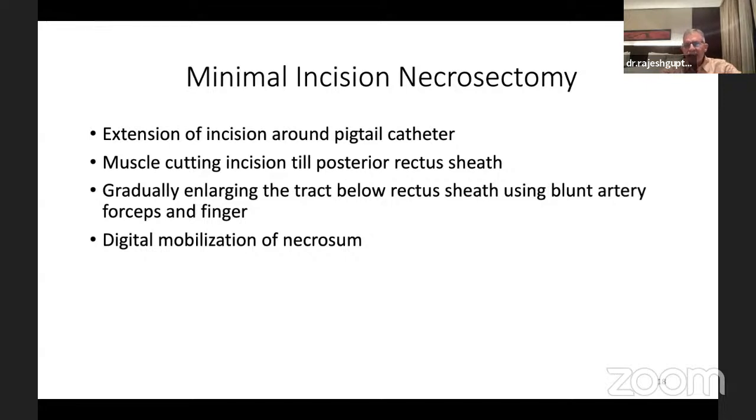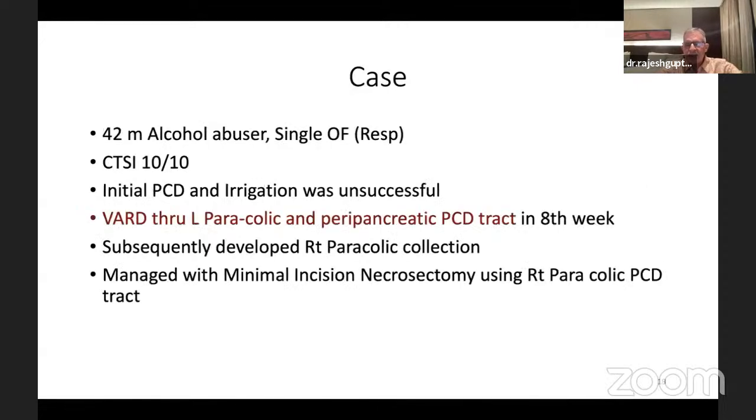The idea is, again, as I said earlier, we reach up to the posterior rectus sheath. We do not enter that sheath. That is generally done digitally. And then after we enter, that tract is enlarged, and then digitally, necrosum can be mobilized. As we have seen, in most of the cases wherever we do minimal incision, the necrosum can be reached by the fingers of the surgeon.